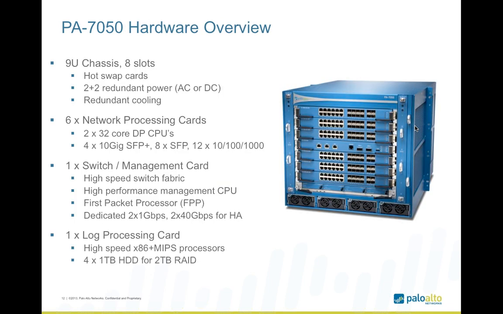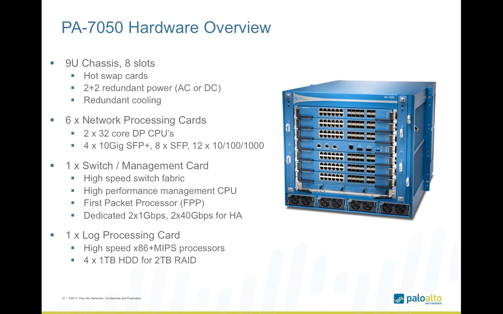And now into the hardware specifications. In terms of size, it is a 9U chassis, which has 8 slots. When you buy the chassis, it comes with 2 slots already populated. One slot is for management, and the other slot is for log processing. This is by default. When you buy a chassis, it is there. And then you can add 6 network processing cards. And each of these cards, as you can see here, is really very powerful.